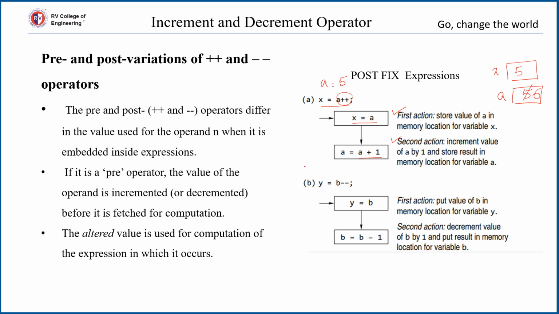Similarly, for the decrement operator, let us take b is equal to 10. So what happens in this case? y is a variable, b is one more variable, and the value of b is 10. So what does this expression mean? Assign the value of b to y, that is the first step. So I assigned it. The second step is to decrement the value of b by 1, so this will become 9.